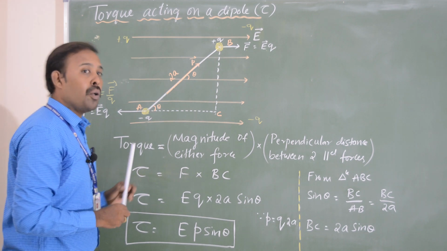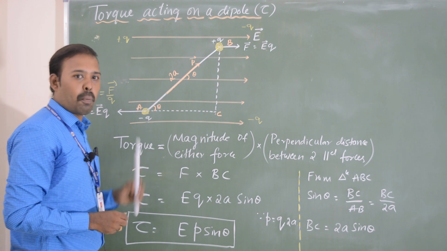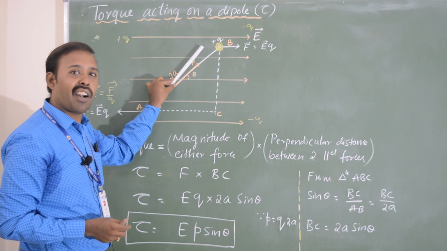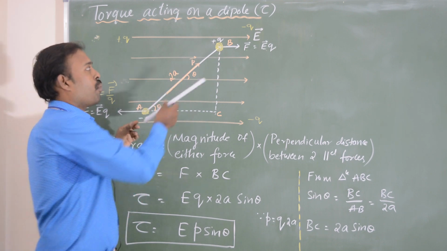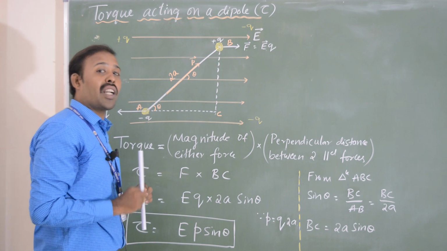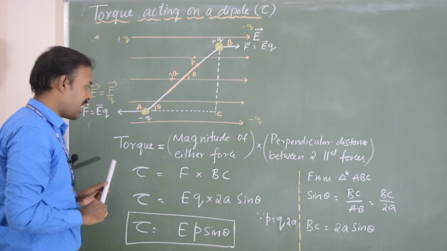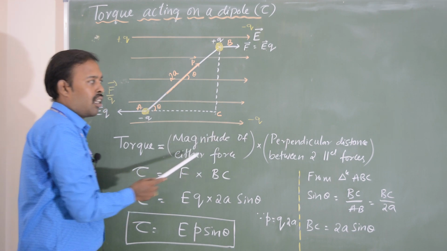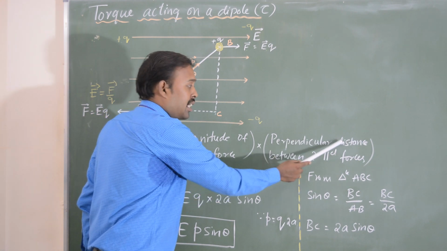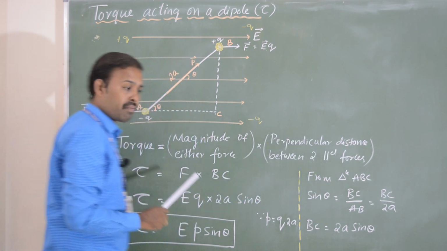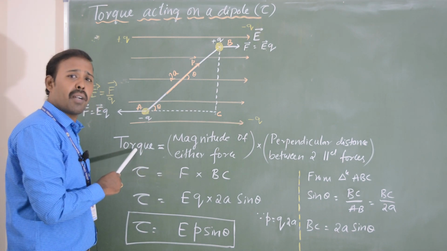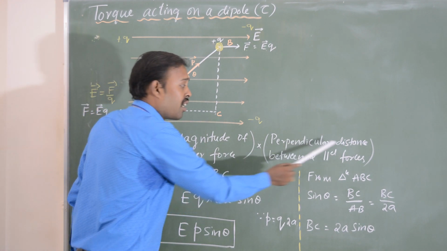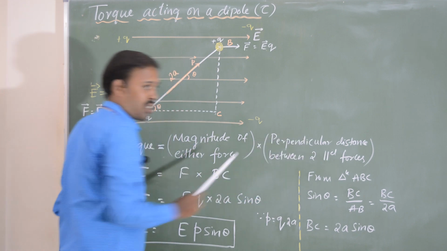Due to this, the equal and opposite forces on this dipole will produce a moment of couple called torque. That means this dipole will rotate. Now, what is this torque? This torque is nothing but the magnitude of either force into the perpendicular distance between the two parallel forces.